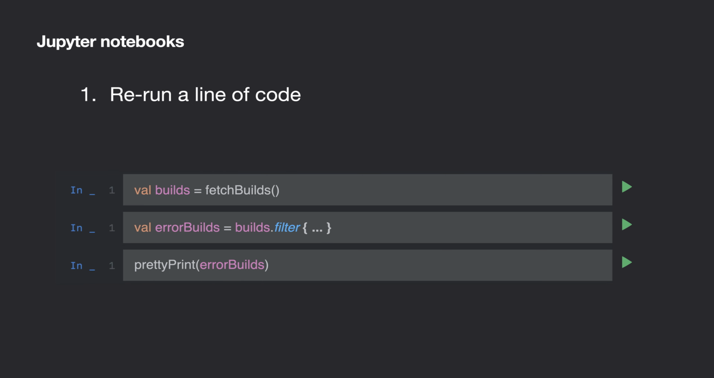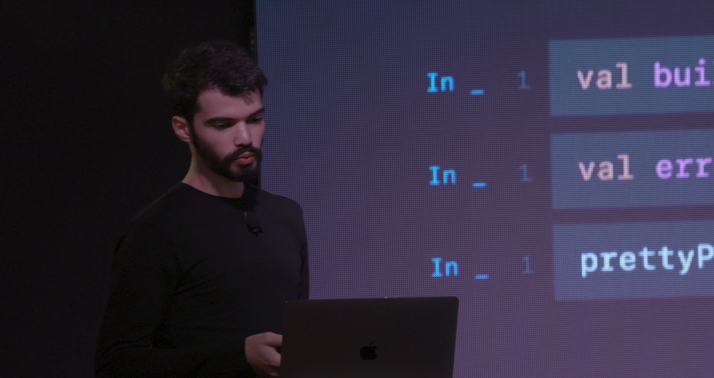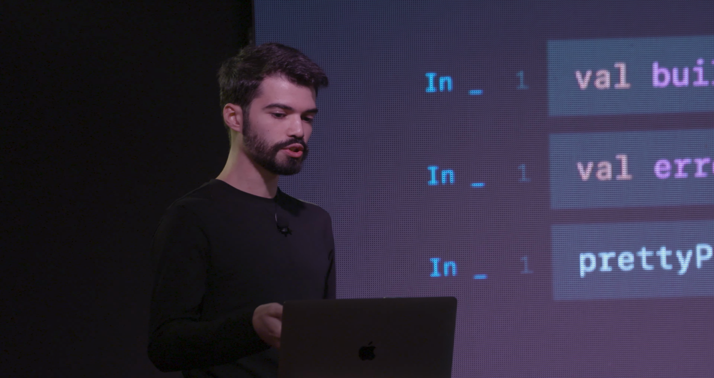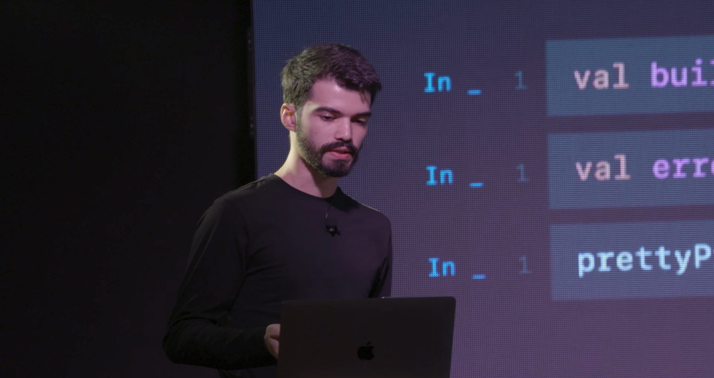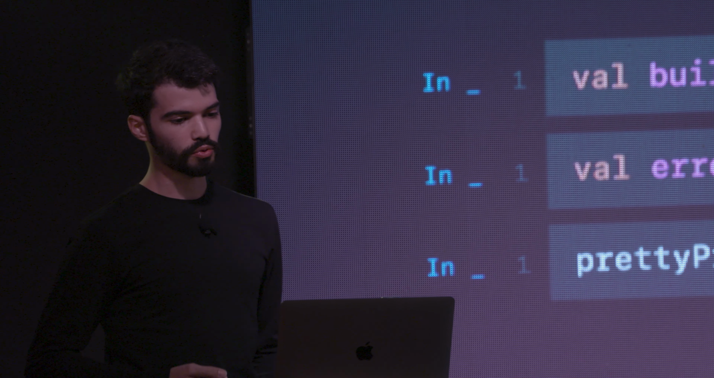With Jupyter Notebooks, you can split this code into pieces, and when you want to change how you're printing, you'll just change the last cell and rerun that. So this is really helpful when building automations like this.